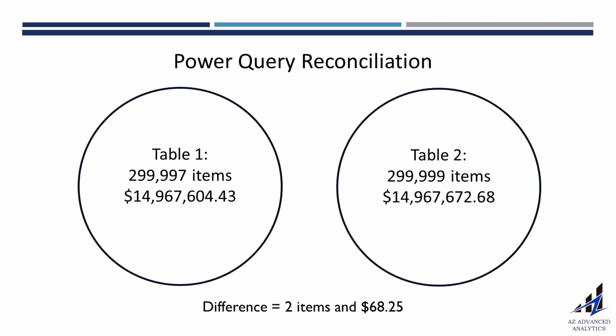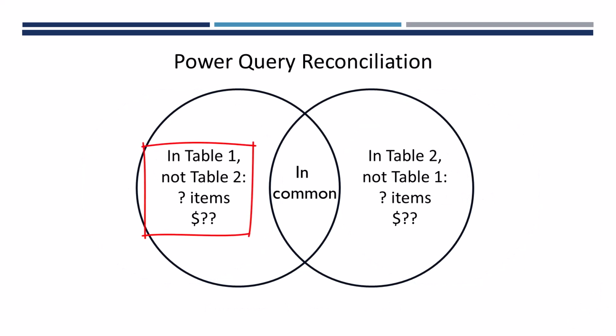Here's our goal: to find the items in Table 1 only, find the items in Common, and then the items in Table 2 only. Note that this diagram isn't necessarily to scale, and we'll be finding a lot more items in Common than is visually represented here. Now, let's jump on over to Excel and take a look at what we've got.